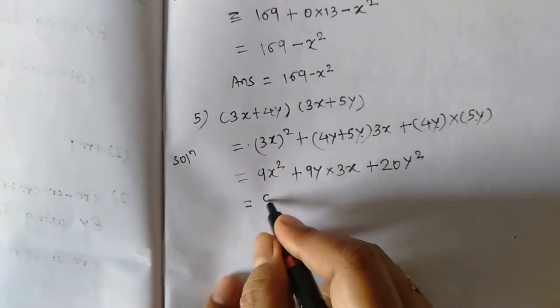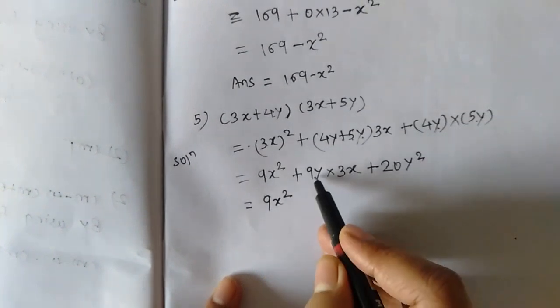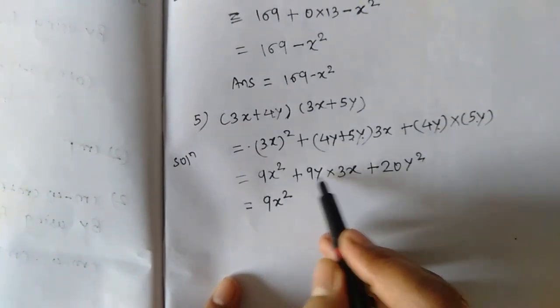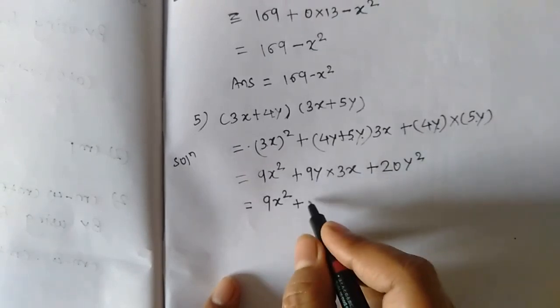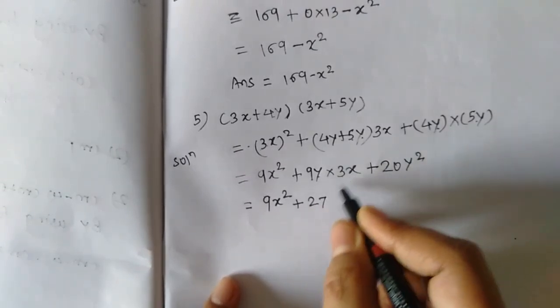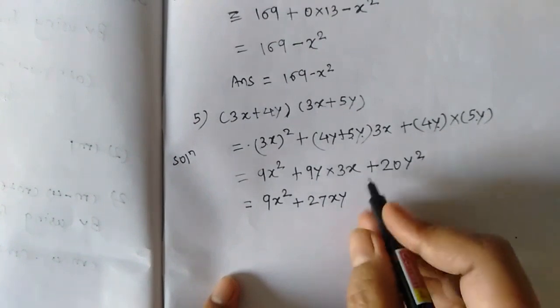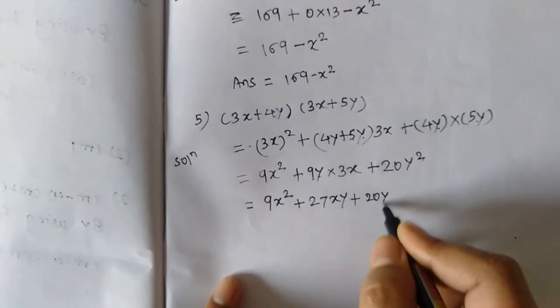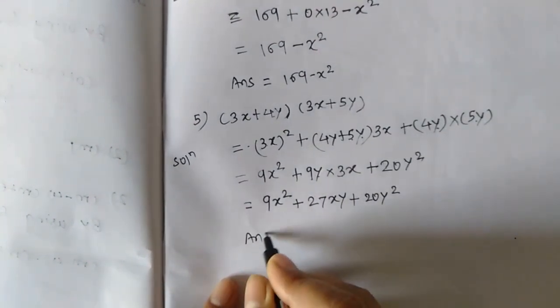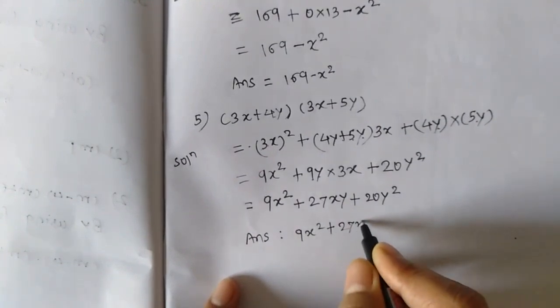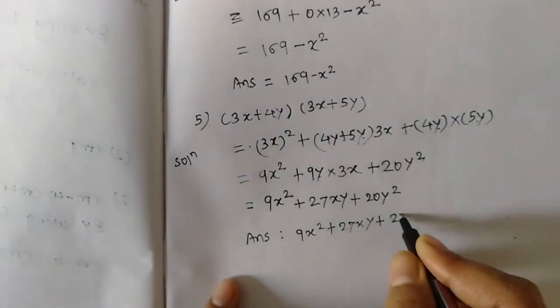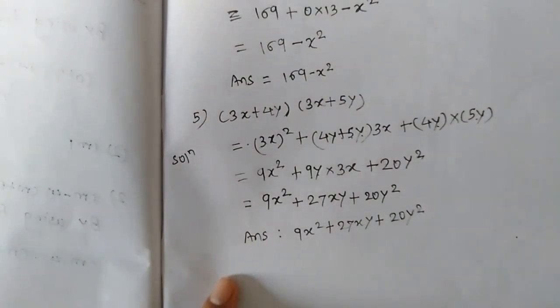Is equal to 9x square. Now take again the multiplication of coefficient. 9 3s are 27. y into x is xy plus 20y square. So this is the answer. 9x square plus 27xy plus 20y square.